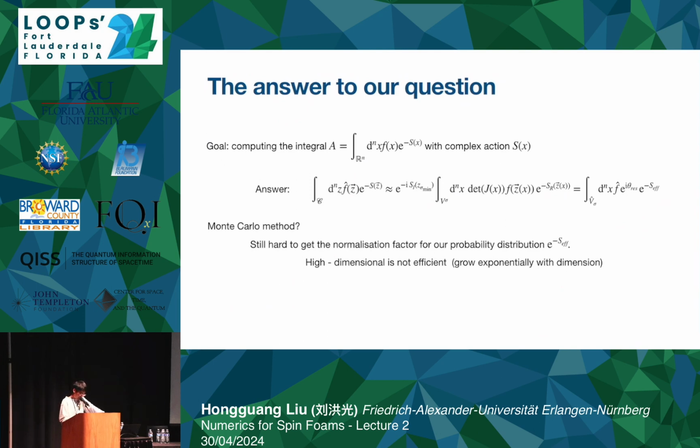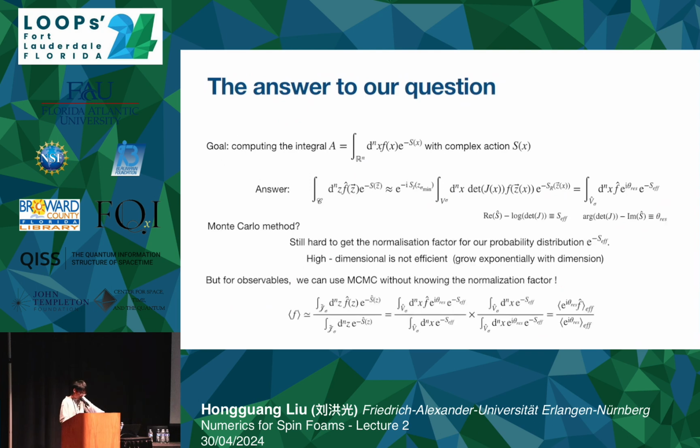But luckily, for observables, we don't need to estimate the volume. Because for observables, here F is something about the observable. And when we calculate F, we divide it by the original transition amplitude. And the volume cancels between the numerator and the denominator. So for observables, we don't have the problem with the Monte Carlo.